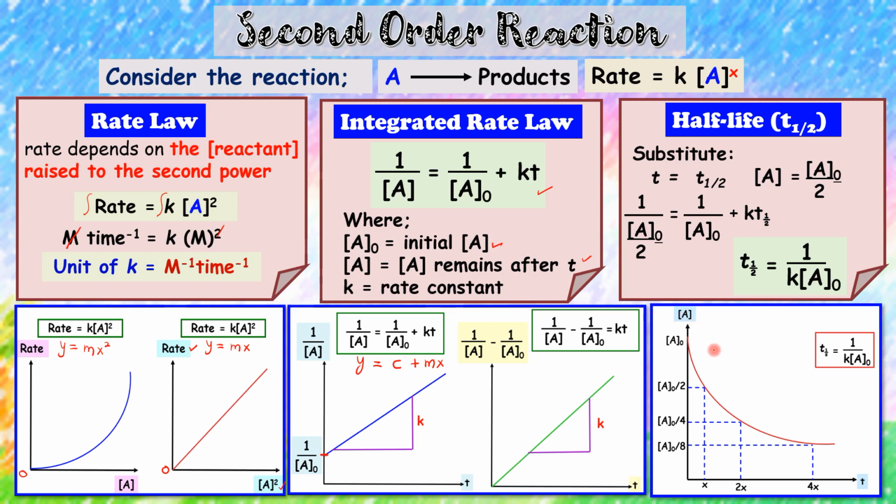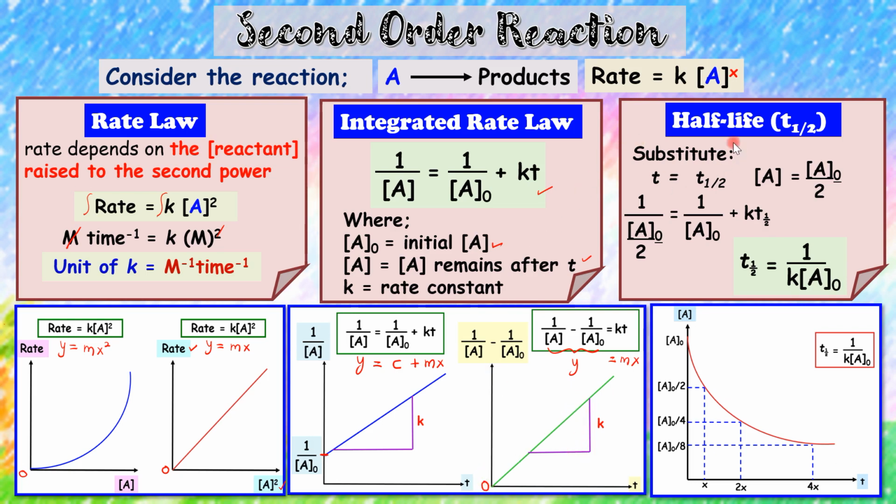For the second graph, if we plot 1 over concentration A minus 1 over concentration A naught versus time, this is Y, K is M, and T is X. So we get a linear graph starting from the origin with a positive gradient.